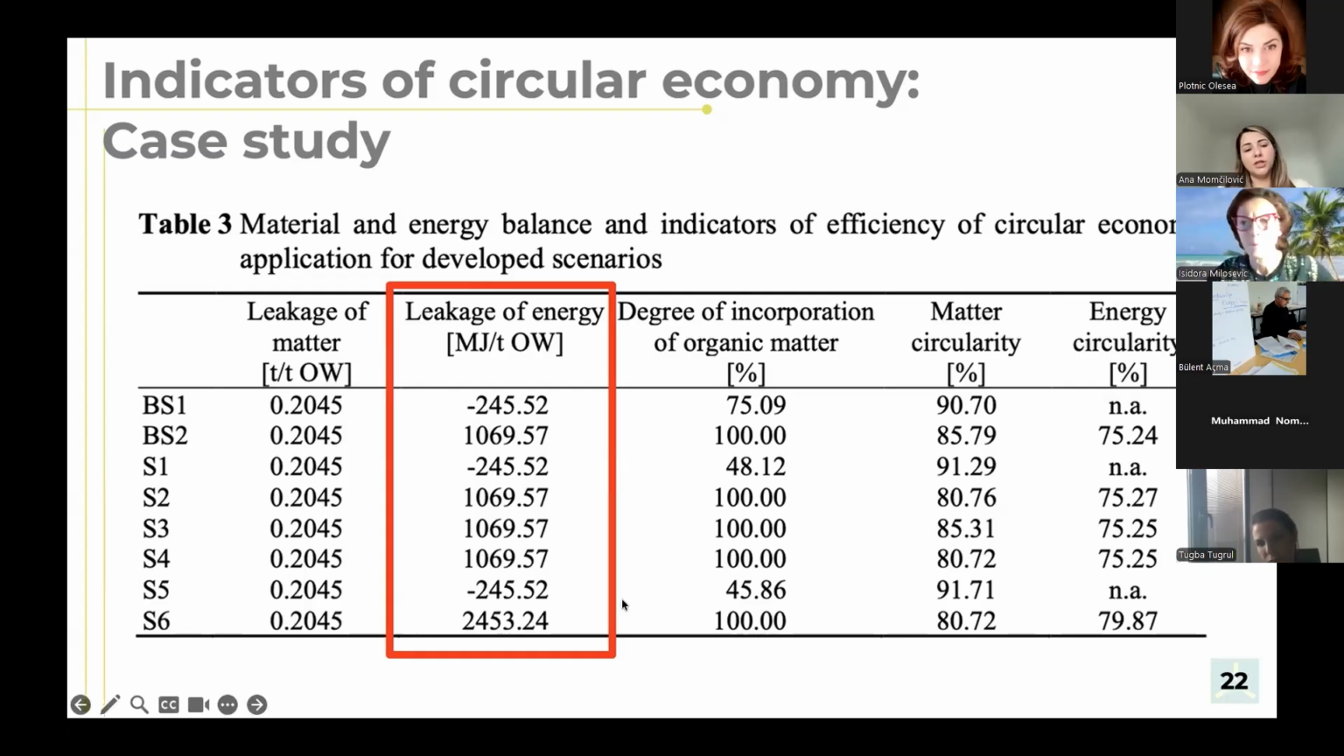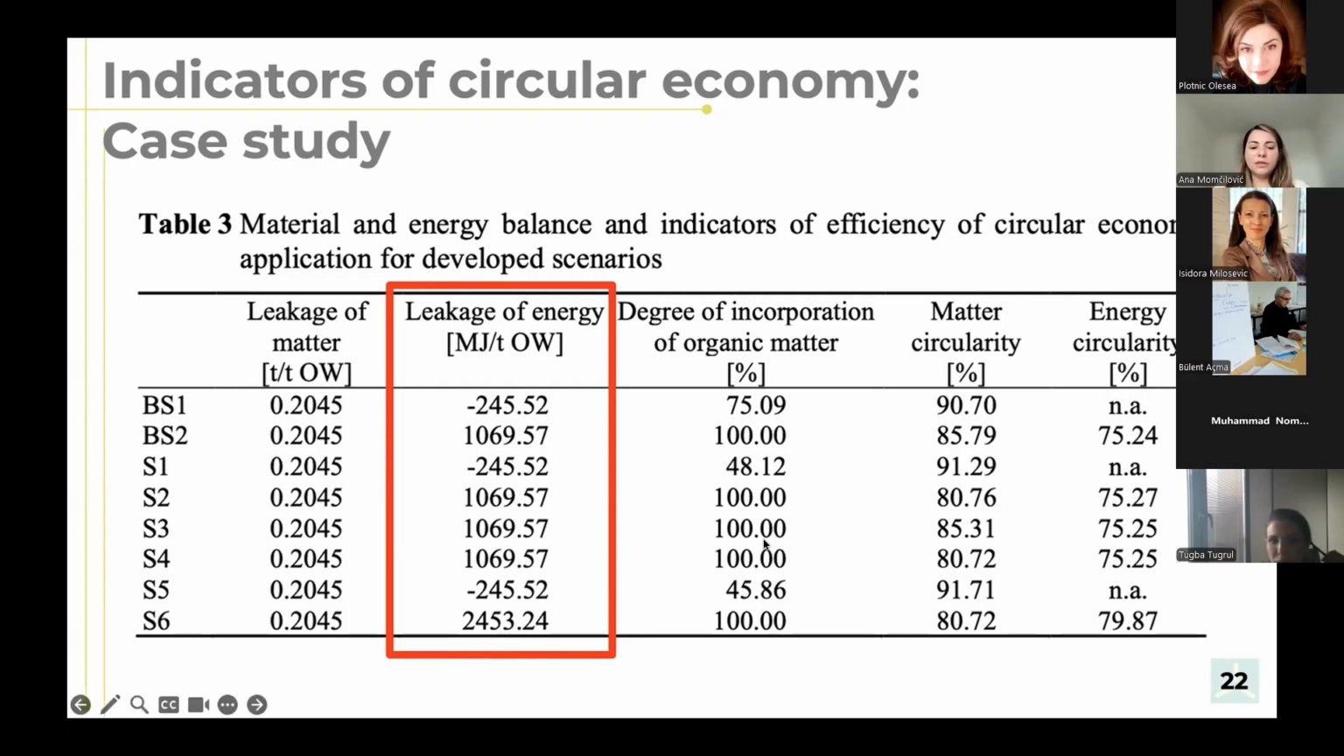Also, there was a leakage of energy. When it comes to processes that only have composting, they have a negative value of the leakage. So we need to put energy efforts into the closed loop system in order for it to function. And from this, we can see that the best way for a closed loop system to work when it comes to organic waste is actually to have both anaerobic digestion as a source of energy and composting as a source of nutrients.